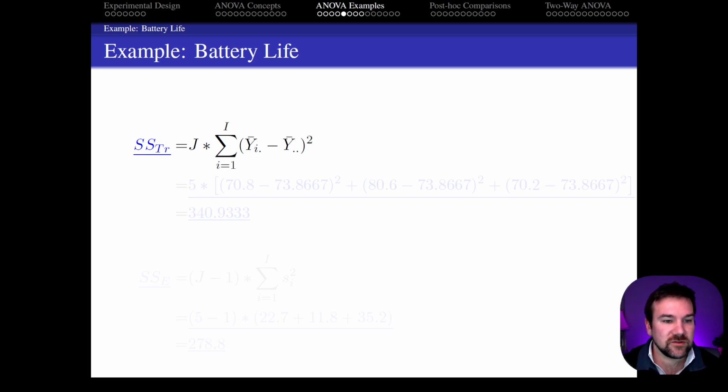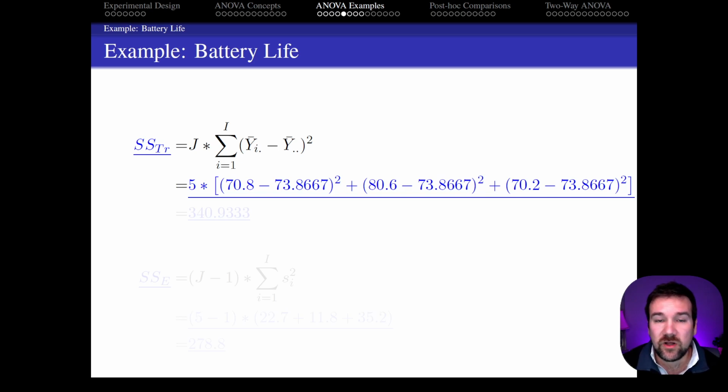So for my equation, the sum of squares treatment, capital J, that is the number of observations in each group, times the sum over all the groups of the group mean, y i dot bar, minus the grand mean, y dot dot bar, squared. So I'm going to look at the i's, each of the groups. I'm going to take the group mean, subtract the grand mean, square that, add it all up, and then multiply by the total number of observations in each group. So I have 5 total observations in each group. Group E has 5, Group D has 5, Group G has 5. So J, capital J, is going to be 5, the observations in a single group.